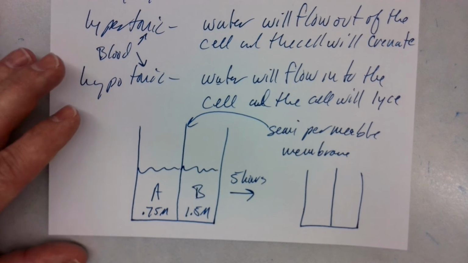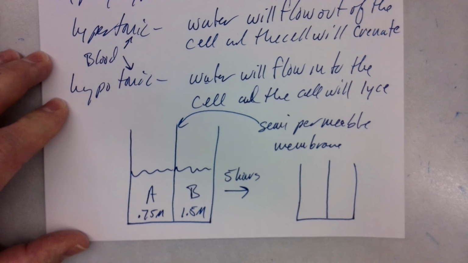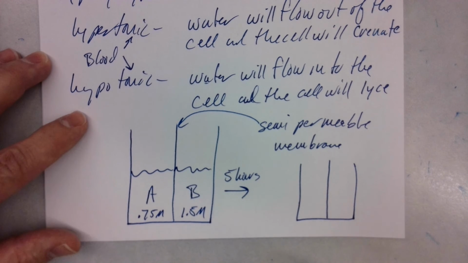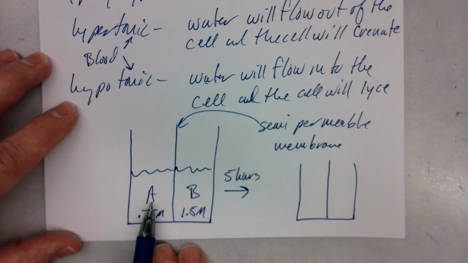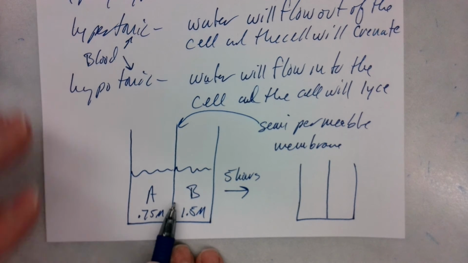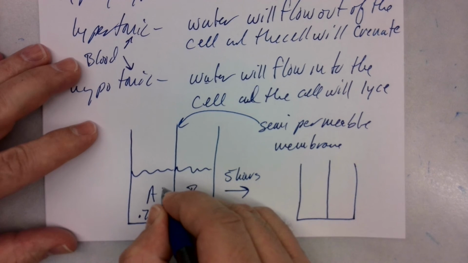Anybody know what's going to happen here? It's going to flow from B to A. It actually flows the other way. It wants to dilute them. It wants to make them have the same what? Same concentration. Okay? So what will happen is water will flow this way.